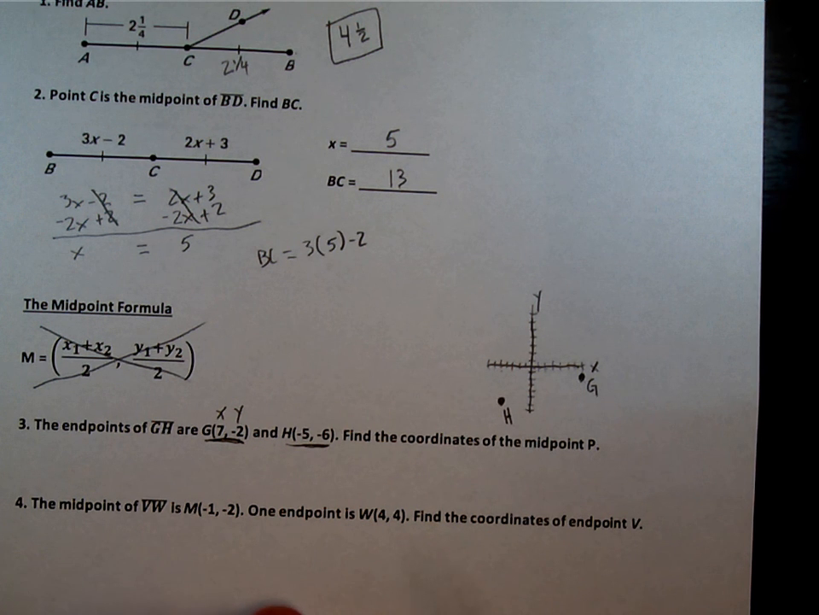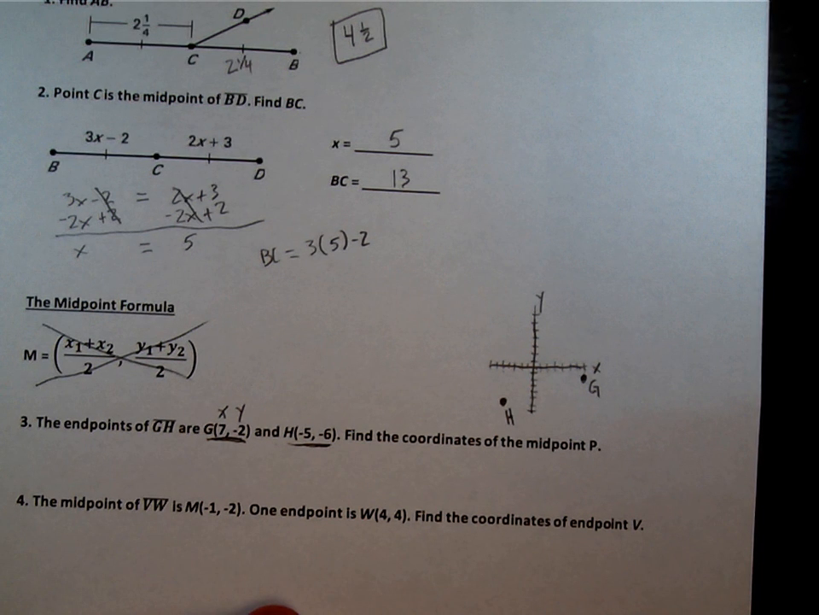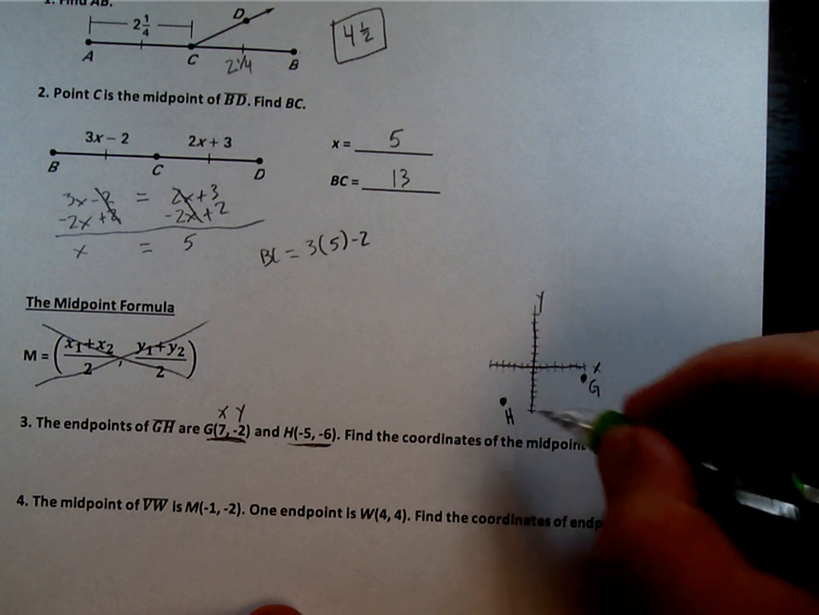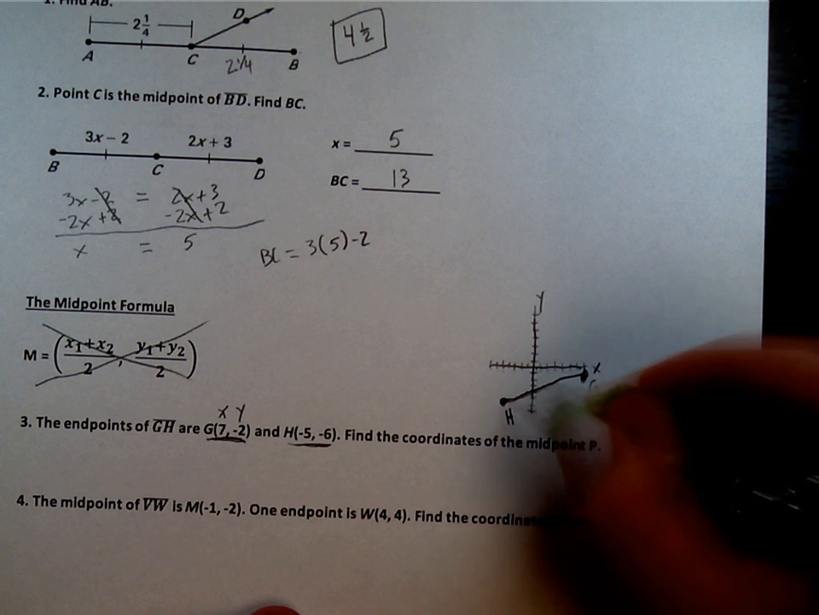Now read the question. It says the endpoints of segment GH. So I need to connect those two, but I need to connect them as a segment, not as a line. So make sure you don't go past and don't put arrows on. Just connect them like this.